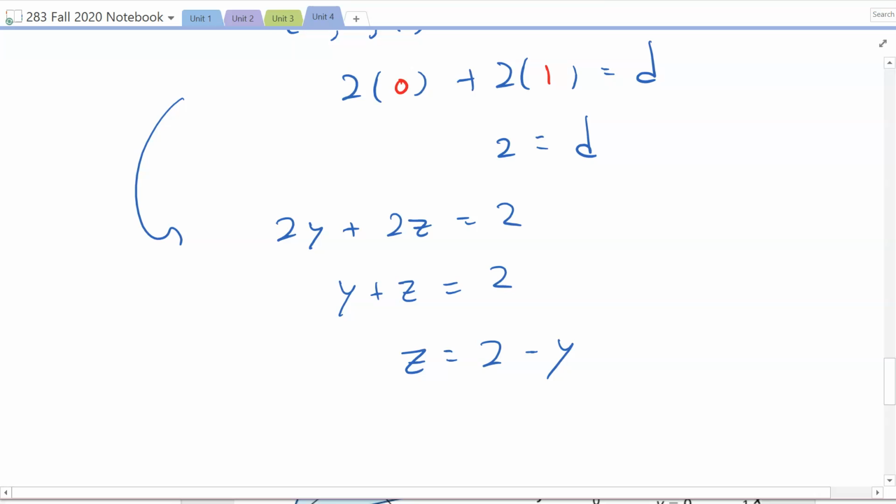Okay, I realize I just had a quick error there. When I divided both sides by 2, this should not have been a 2 on the right side. It should have been a 1. So this should be 1. So our equation is really z = 1 minus y.